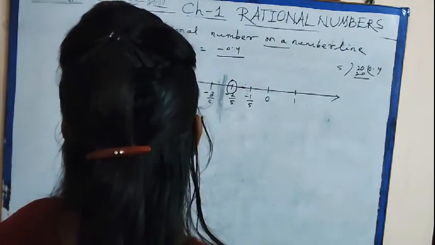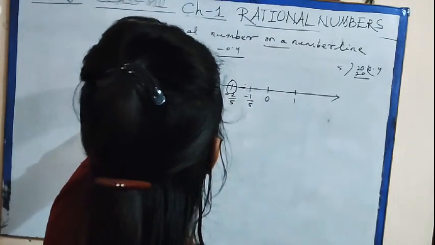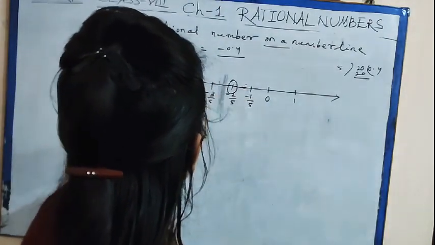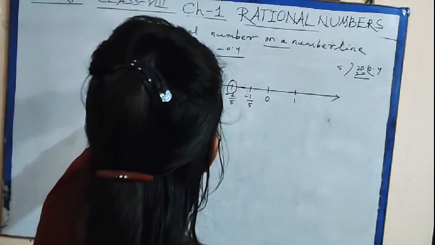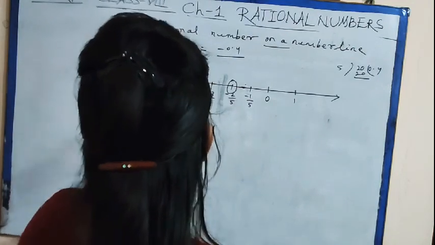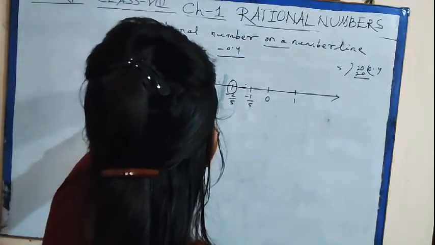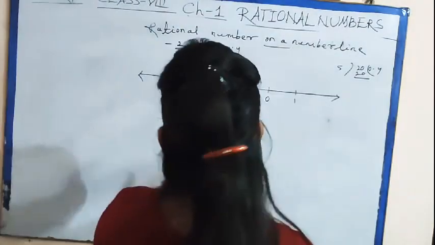So what will you do to represent the rational number on a number line? First, we will identify between which two rational numbers this number lies. Then we will divide this part into as many equal parts as the denominator. Okay, then we will represent it like this.